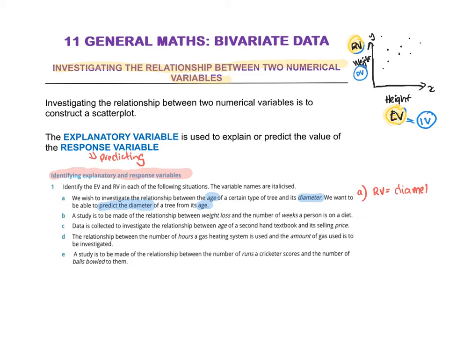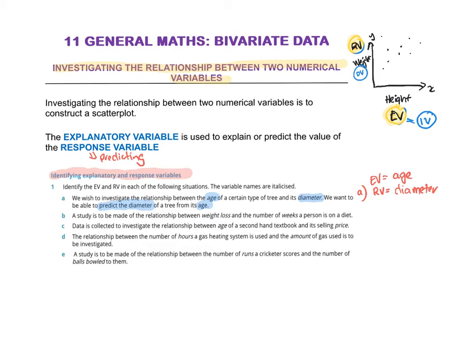And our explanatory variable is going to be age. Can you see? You can't really change your age, can you? It's independent. It's just what it is. But the diameter of the tree may change, and it depends on the age of the tree. So let's do the next one.